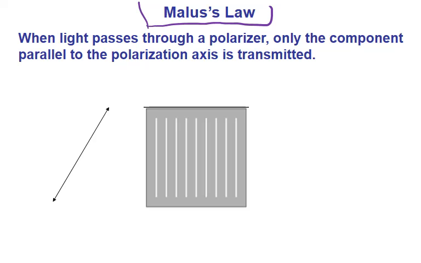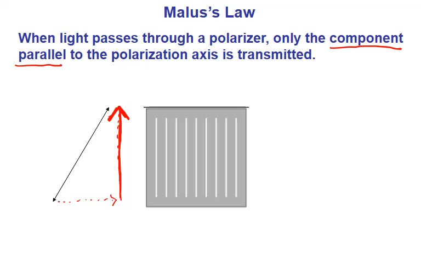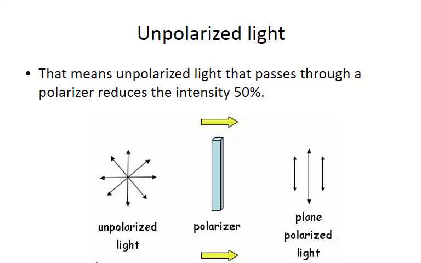When light passes through a polarizer, only the component parallel to the polarization is transmitted. And this is a really important idea. So let's say we had light like this, where the electric field is oriented kind of in an angle. Well, only what's vertical is actually going to make it through. And so what will happen is only that vertical portion there will pass through, and that's all we get.